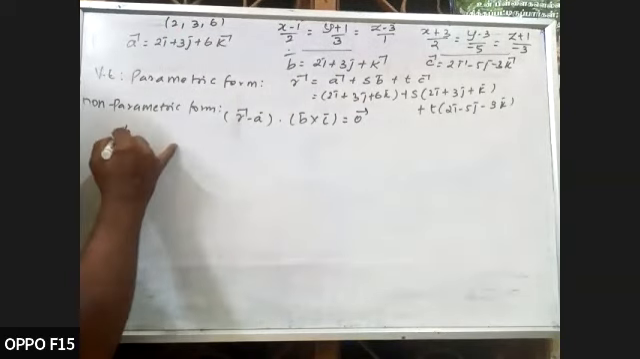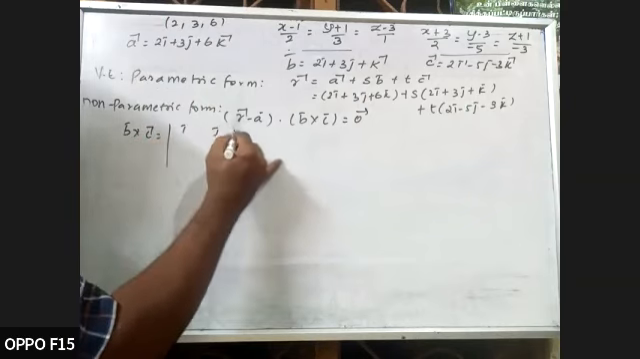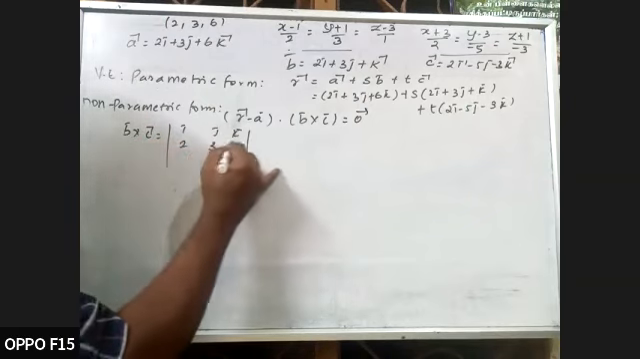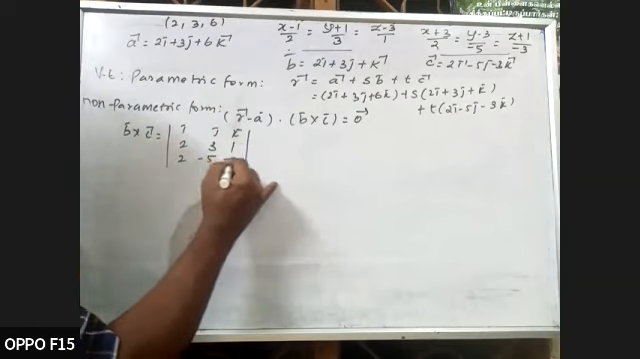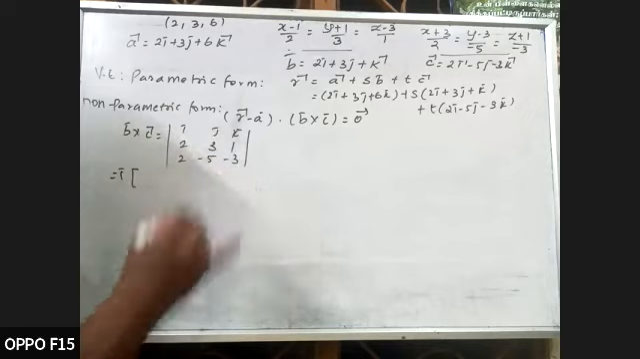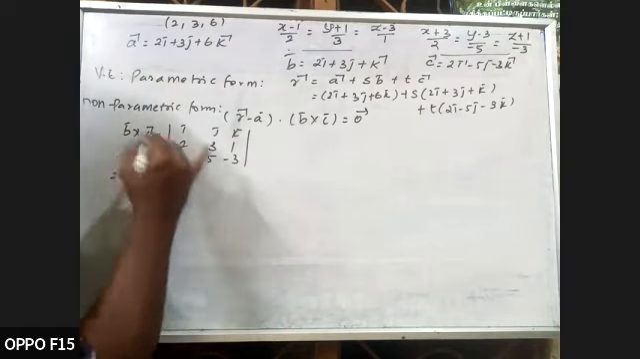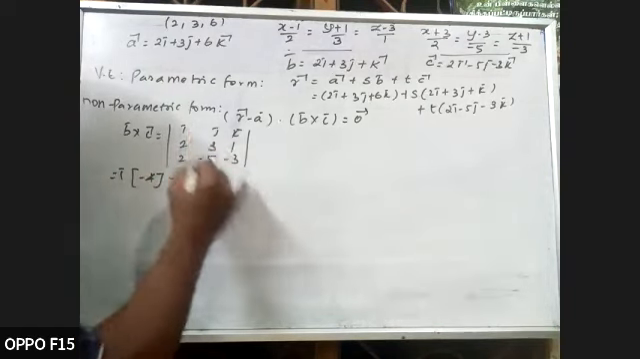Now you find out what b cross c is. We all know the determinant method. i, j, k; your b values 2, 3, 1 and 2, minus 5, minus 3. We all know how to find the determinant. This row, this column cancel: 3 into minus 3 is minus 9, minus 9 plus 5 equals minus 4. Next, minus j vector. This row, this column cancel.